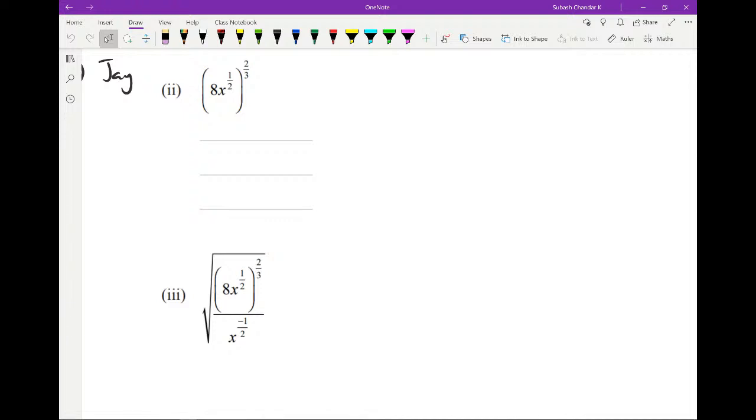Jay, now you can use the quadratic formula in the calculator, so you can actually use the calculator straight away. You don't need to show the answer. You don't need to show the working.